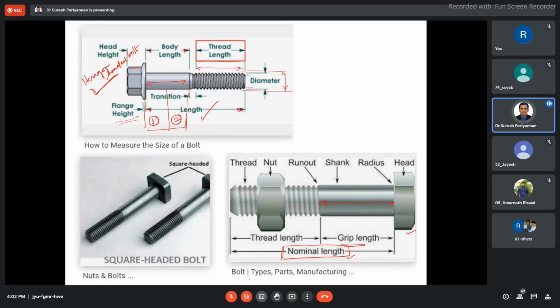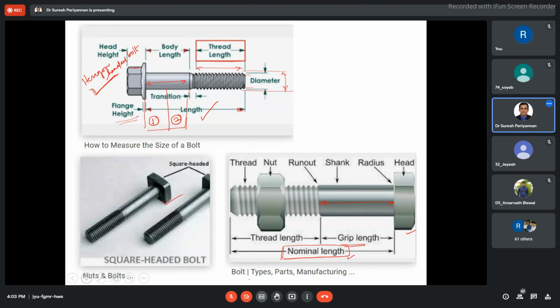Now this is the square-headed bolt. Based on application, we have to choose our bolt design. For example, civil people mostly use this type of bolt.